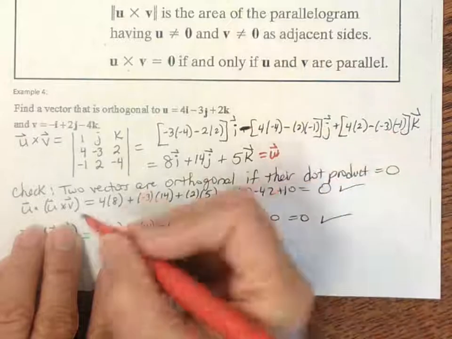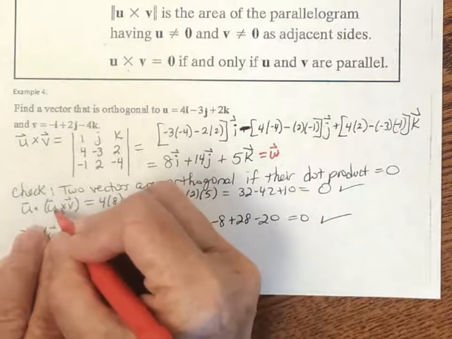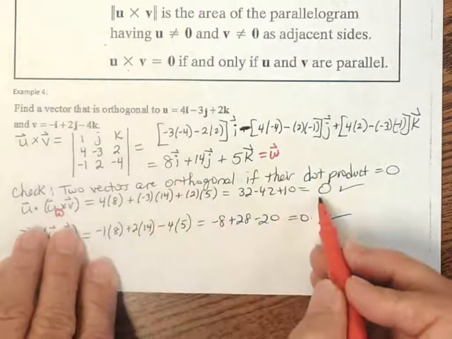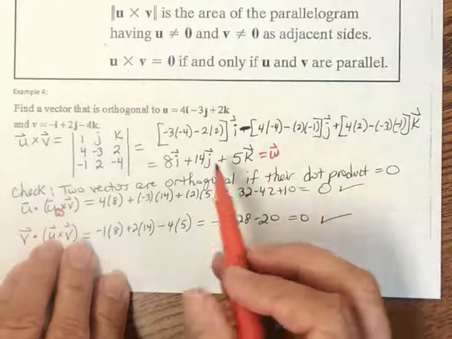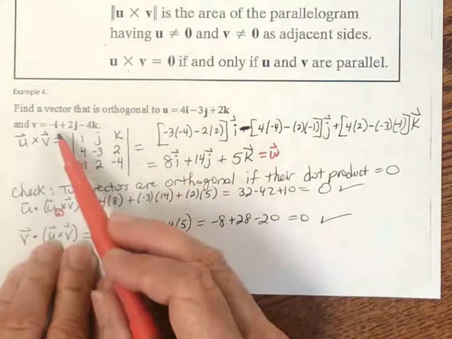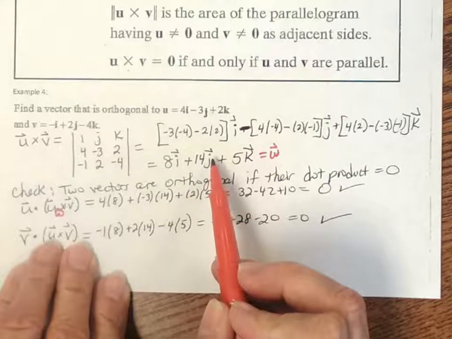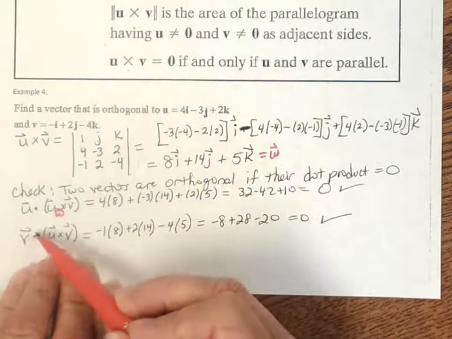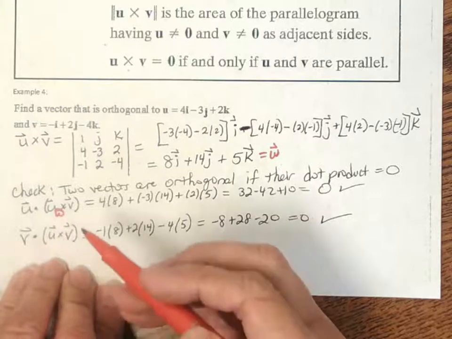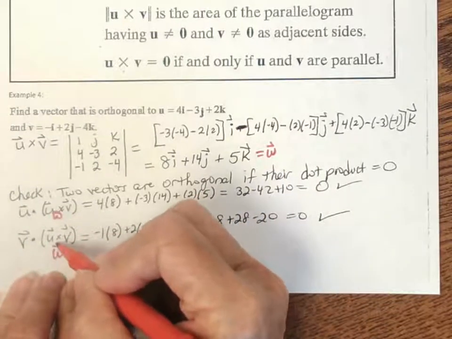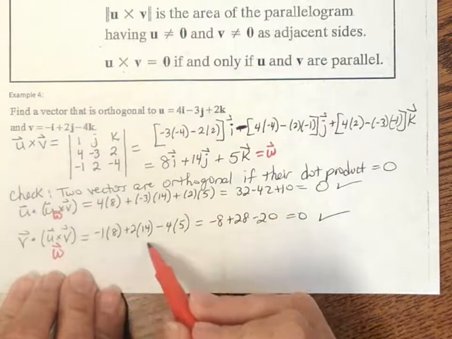It usually doesn't get a letter, but that is w right there. And we got 0. We should also check that it is orthogonal with vector v, because again, by definition, this should be orthogonal with both u and v. So vector v dot that vector w, the one we got from the cross product, and again, we get 0.